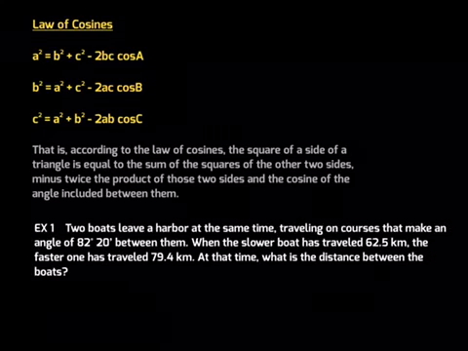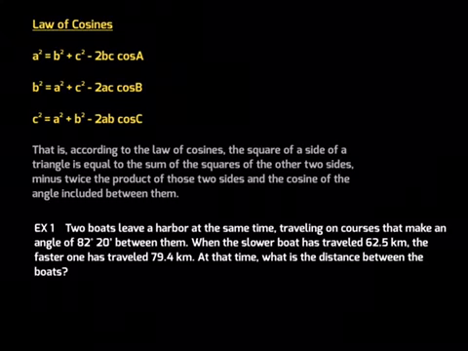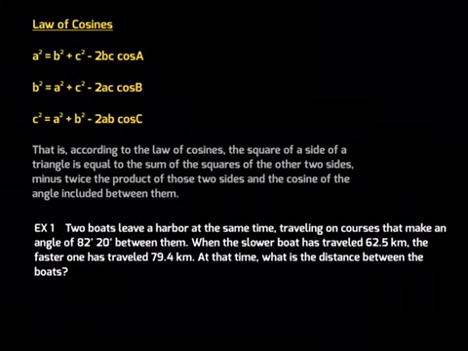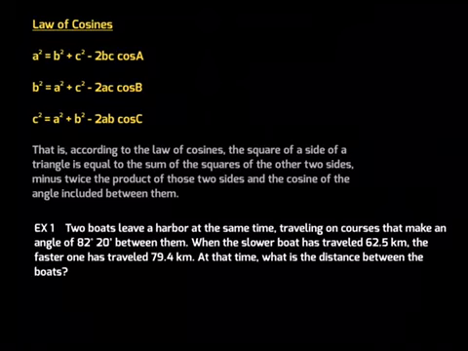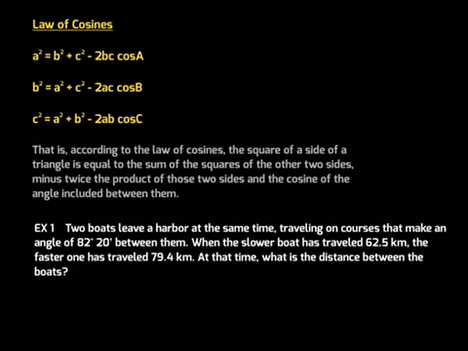All right, first example. 2 boats leave a harbor at the same time, traveling on courses that make an angle of 82 degrees and 20 minutes between them. When the slower boat has traveled 62.5 kilometers, the faster one has traveled 79.4 kilometers. At that time, what is the distance between the boats? Let's draw a rough sketch of what's going on.